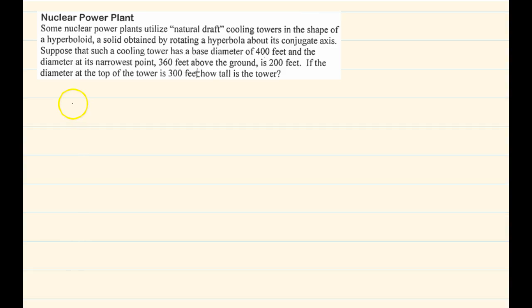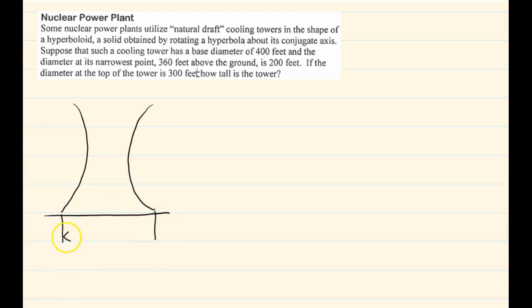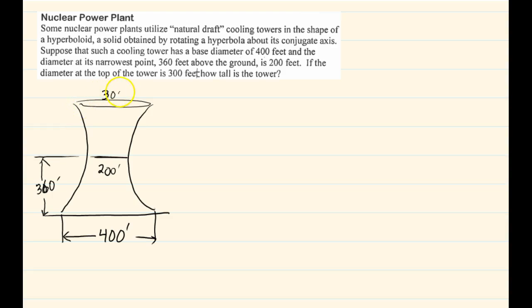We're going to say that we have a hyperboloid doing something like this. What we do know is that down here on the ground, from one end to the other, the diameter is 400 feet. And we also know that at the narrowest point, it's 200 feet, and that happens 360 feet in the air. We are also given that at the top, the diameter is 300 feet, not the 400 down here at the bottom.